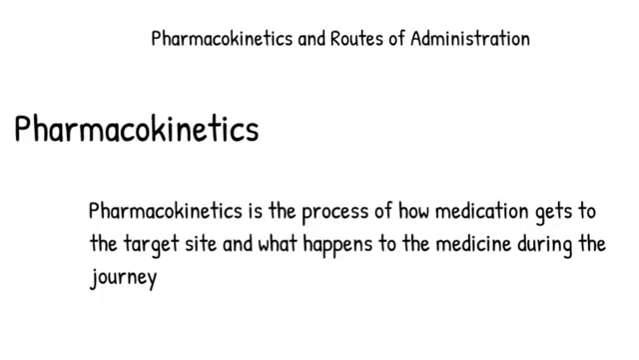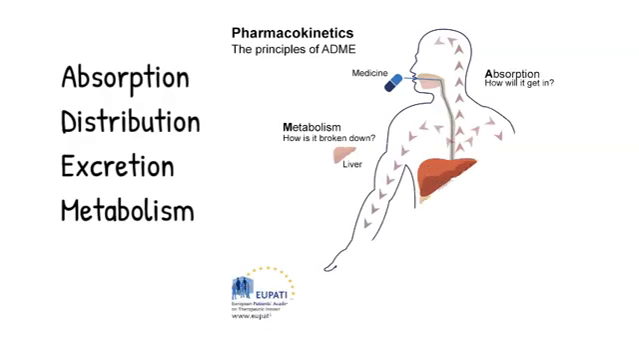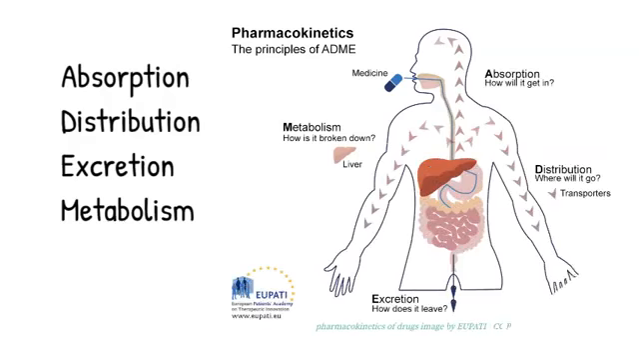Pharmacokinetics is a process of how medication gets to the target site and what happens to the medication during the journey. So pharmacokinetics follows a drug cycle, and that involves absorption, distribution, excretion, and metabolism. This is the drug cycle that pharmacokinetics follows the pathways of. So first we're going to talk about absorption.